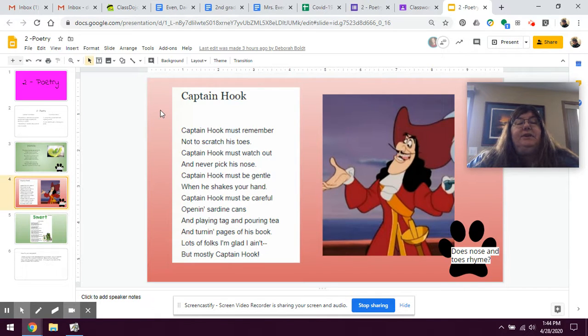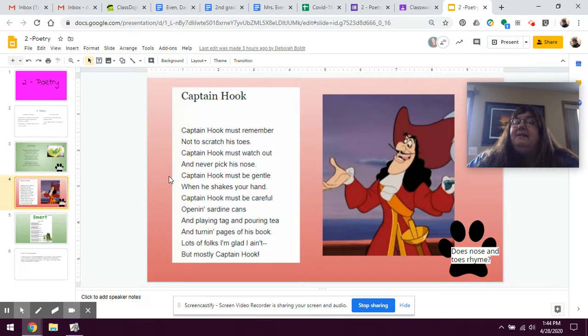It's Captain Hook. Captain Hook must remember not to scratch his toes. Captain Hook must watch out and never pick his nose. Captain Hook must be gentle when he shakes your hand. Captain Hook must be careful opening sardine cans and playing tag and pouring tea and turning pages of his book. Lots of folks I'm glad I ain't, but mostly Captain Hook.